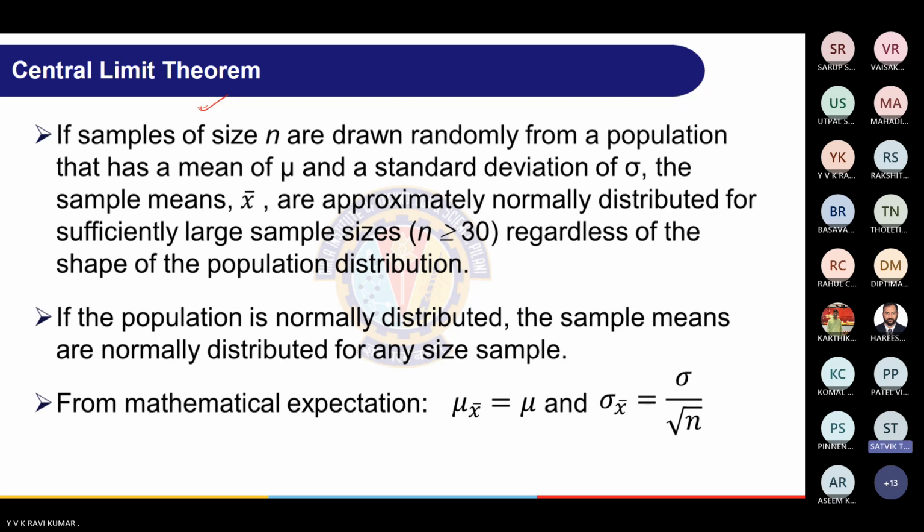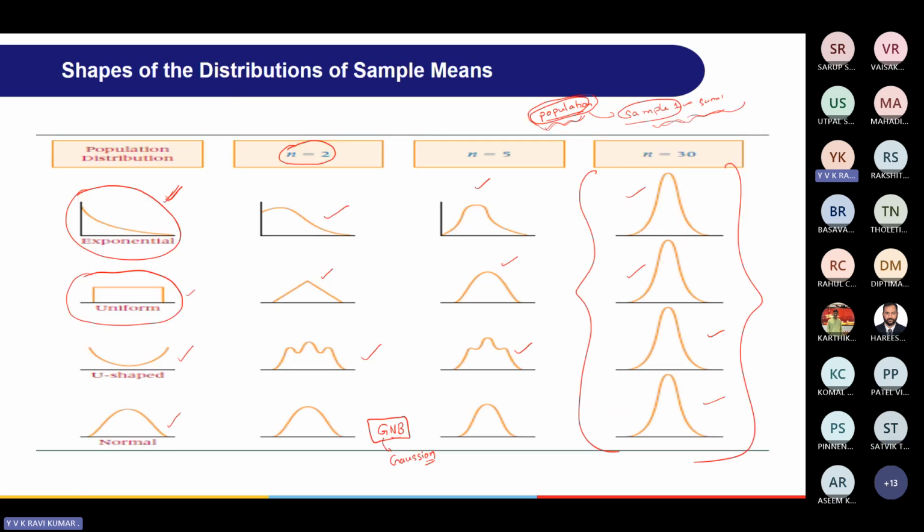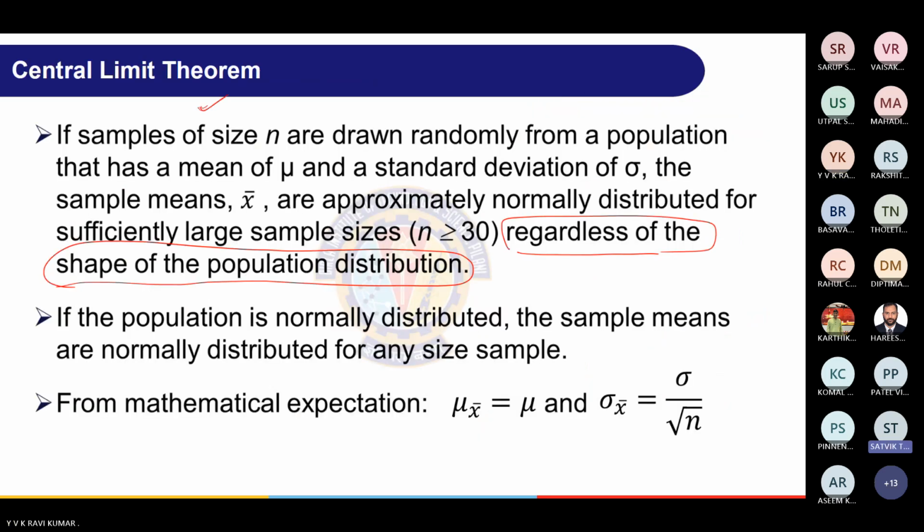Sir, I think this is something which we saw in that earlier important slide which you mentioned. Yes. So it says that regardless of the initial distribution, if we reach a sufficiently large sample size, it will reach a normal distribution. Perfect. Whatever the original distribution, exponential, uniform, even if it is not there, ultimately it will reach normal.